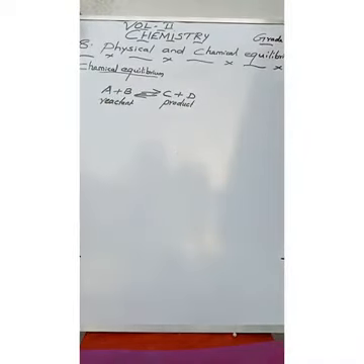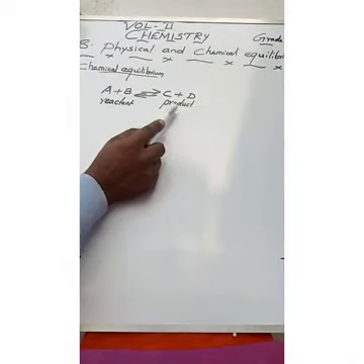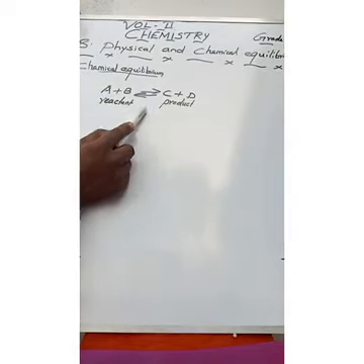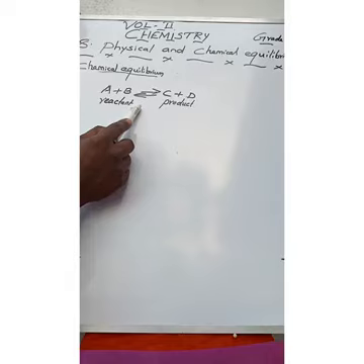Another one: C plus D are the product. When C plus D come back, we get the reactant. That we call the reversible, the backward reaction.